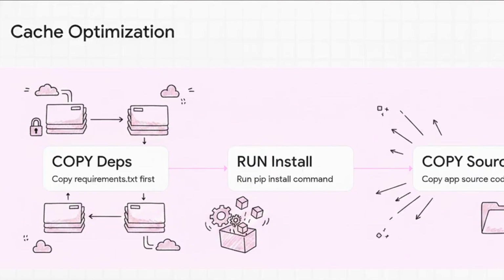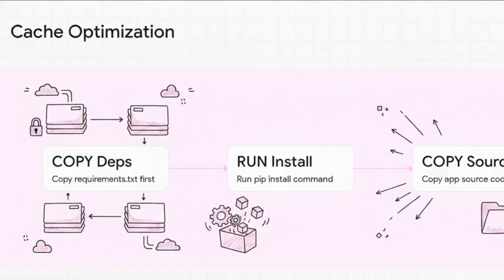If you copy all your frequently changing source code before running your pip install, every single time you edit your code, boom, you break the cache for that layer. That forces Docker to download and install all your packages from scratch every single time. If you're ever troubleshooting inexplicably long rebuilds, this is almost always the culprit.